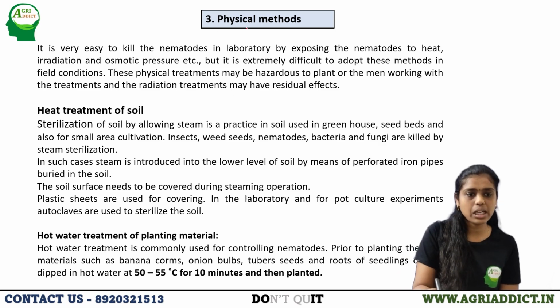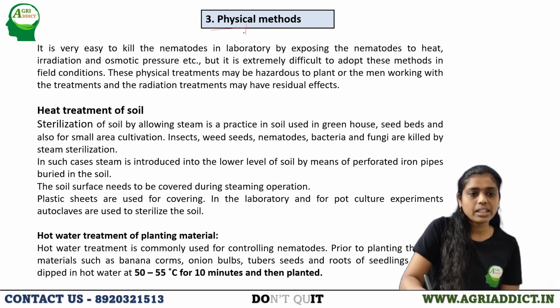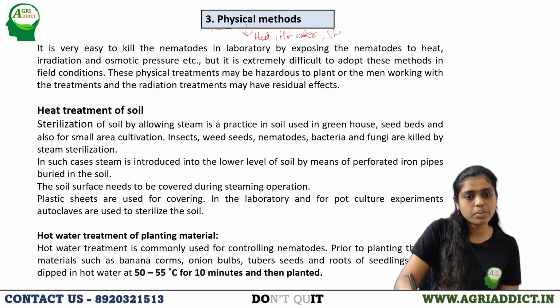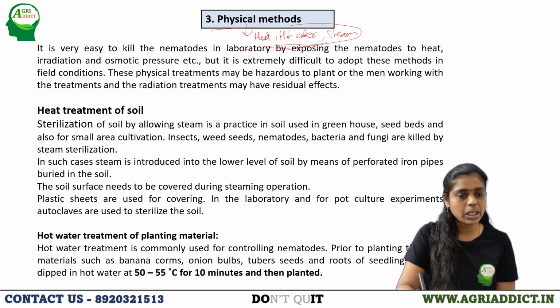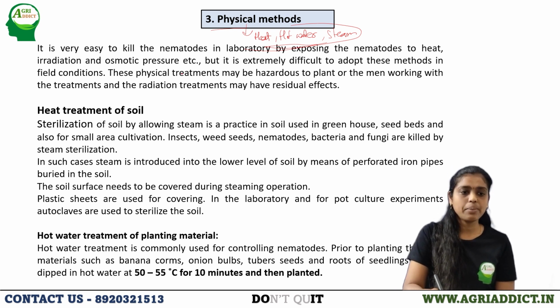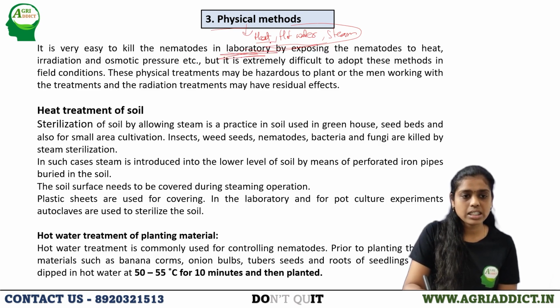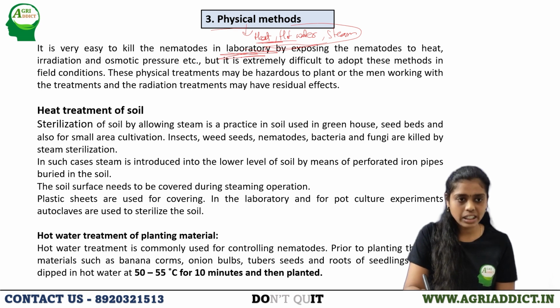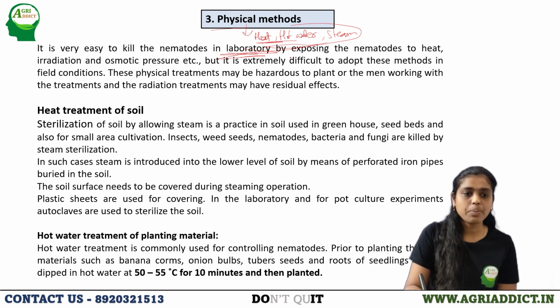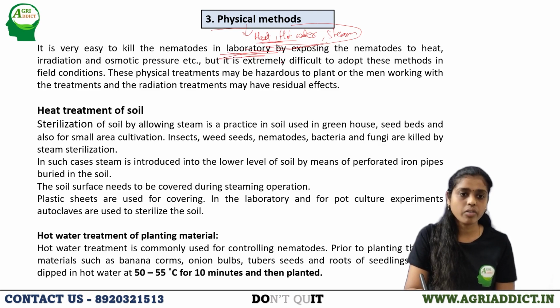Next method is physical methods. Physical methods include heat or hot water treatment or steam sterilization. These methods will be used in order to control the nematodes. Normally, these physical methods are able to kill the nematodes and can be applied very easily in the laboratory, because these conditions cannot be operated easily in field conditions. So such methods are effective in laboratory conditions only.